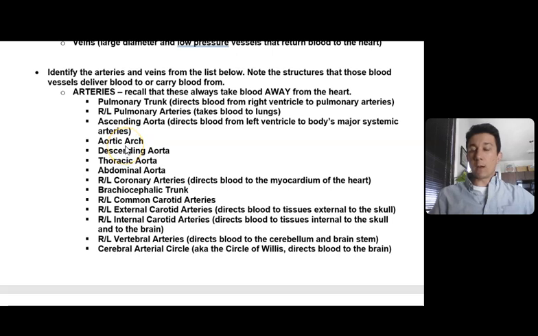From there we have the aortic arch, which will then branch into several arteries that come off of the aortic arch. And then the aorta will turn downward and descend. So there's a descending part of the aorta, which becomes the thoracic aorta as it moves past the heart and the lungs. The aorta will then also move down to the abdomen, where it becomes the abdominal aorta. And so all of the body's major systemic arteries come from these aorta structures.